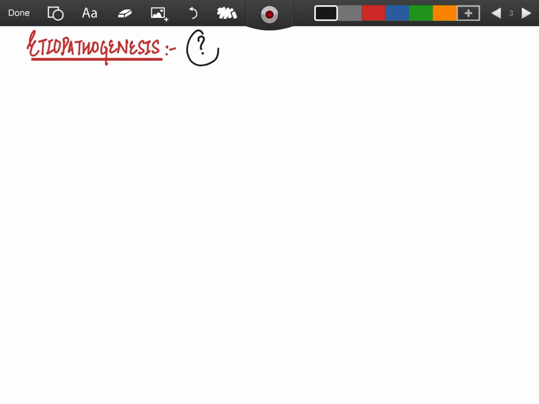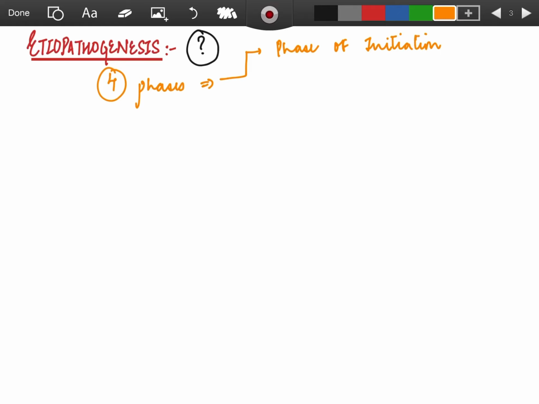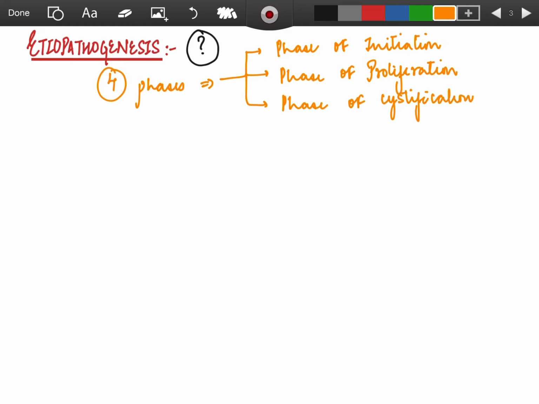Now, the very important etiopathogenesis of the radicular cyst. In this we have four phases. First is the phase of initiation. Second is the phase of proliferation. Third is the phase of cystification, and the last one is the phase of cyst enlargement.